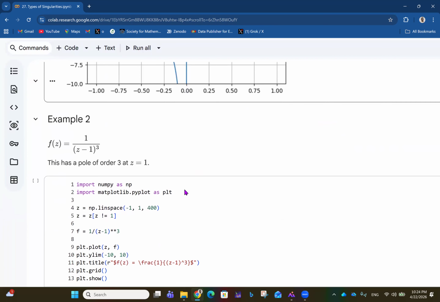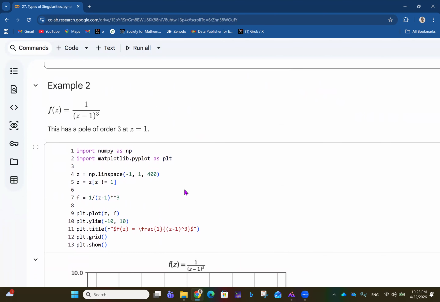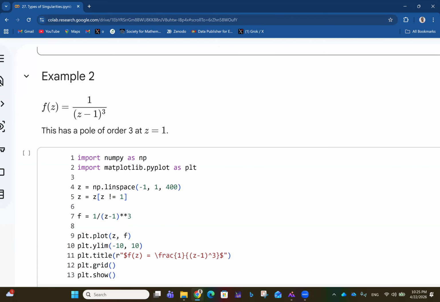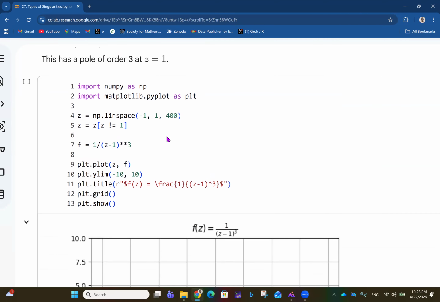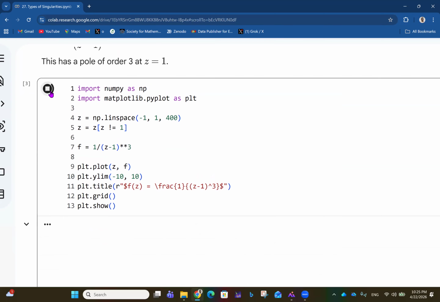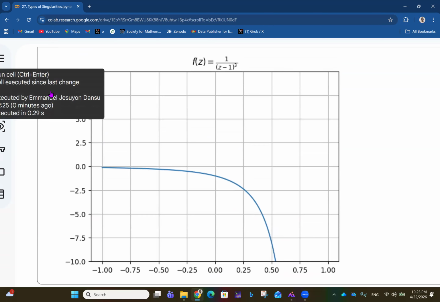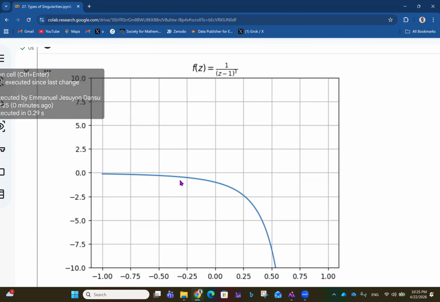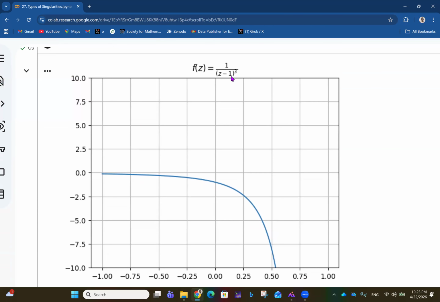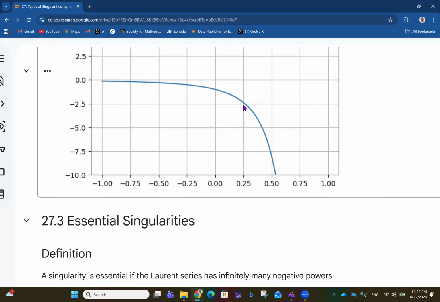So example 2 now, we have f of z equals 1 over (z minus 1) cubed. So this has a pole of order 3 because of this power. It has a pole of order 3 at z equals 1, 1 being a here. So we can also plot that as we have here. So we have a pole at z equals 1 of order 3.